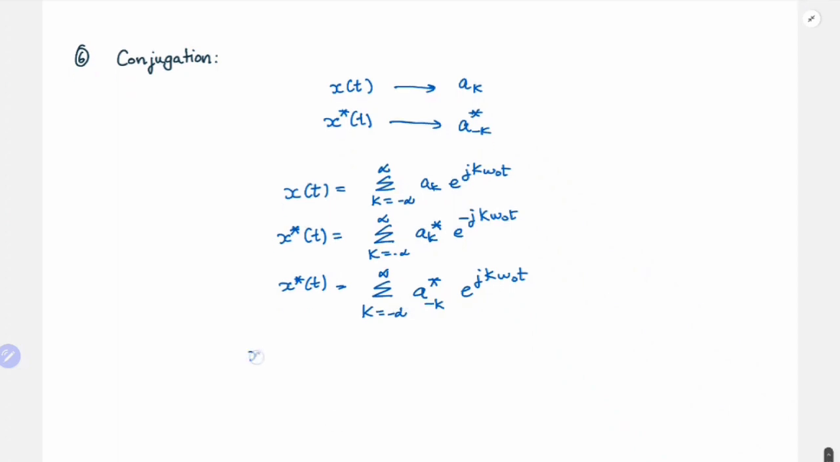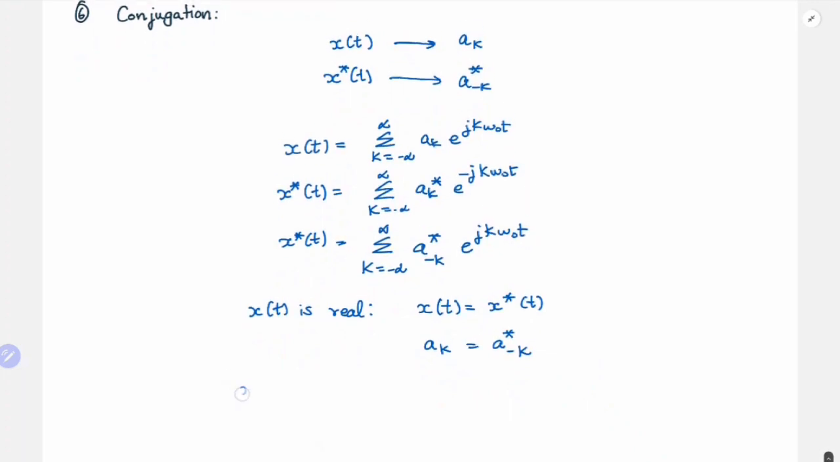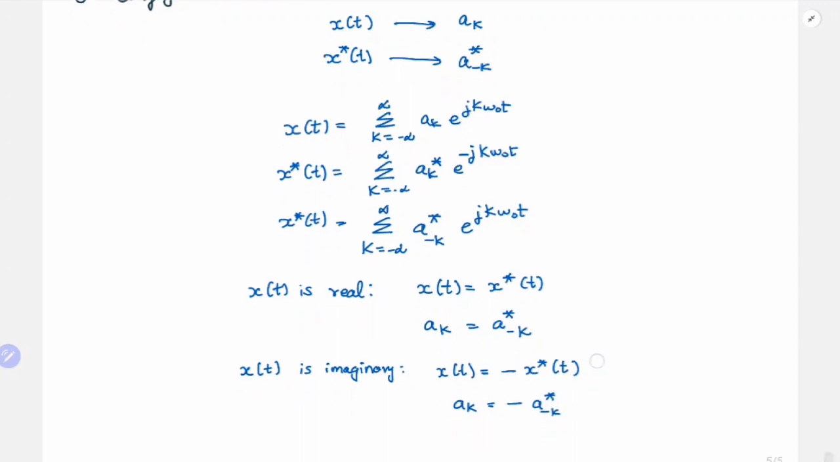So let us also see what happens when x of t is real. What is the condition? x of t should be equal to x conjugate of t. So then what can I say about the Fourier series coefficients? ak should be equal to a conjugate minus k. And if x of t is imaginary, we have x of t is equal to minus x conjugate of t, which is nothing but ak is equal to minus a minus k star.